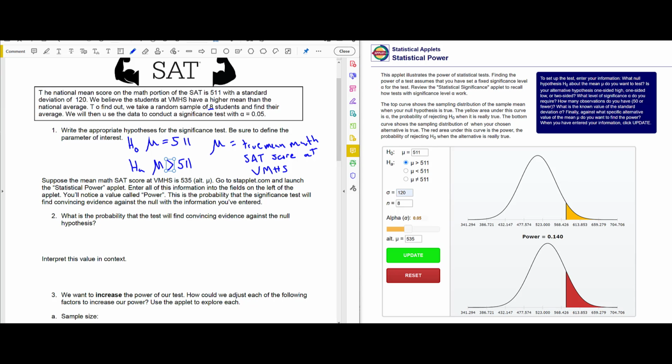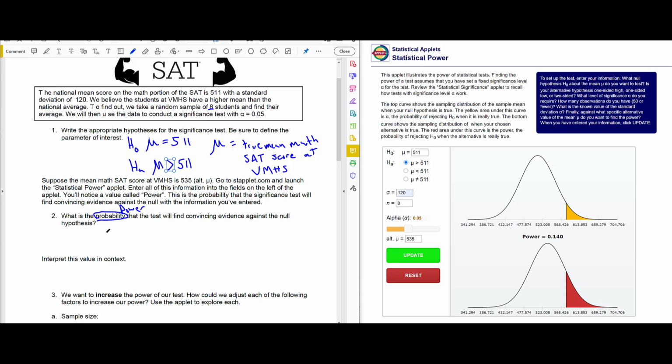Okay? So that's what's talking about the power with that. Looking over here at the SAT stuff, it says what is the probability the test will find convincing evidence against the null hypothesis. So again, that's looking at your power, okay? So we're talking about that being your 0.14, okay? So with a probability, let's talk about probability right here. It's wanting to know the power, okay? What is the power that the test will find convincing evidence against the null, okay?